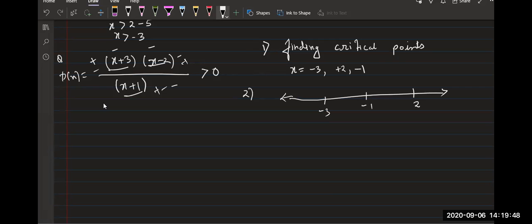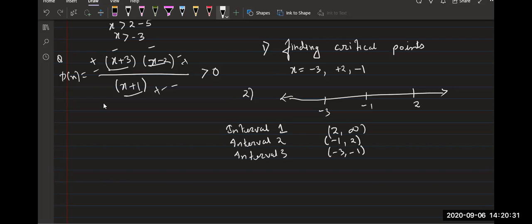And four intervals. Now we have four intervals. The first interval is interval 1. What is interval 1? 2 to infinity. Yes or no? This is your first interval. Interval 2 is -1 to 2. Interval 3 is -3 to -1. And interval 4 is -infinity to -3.